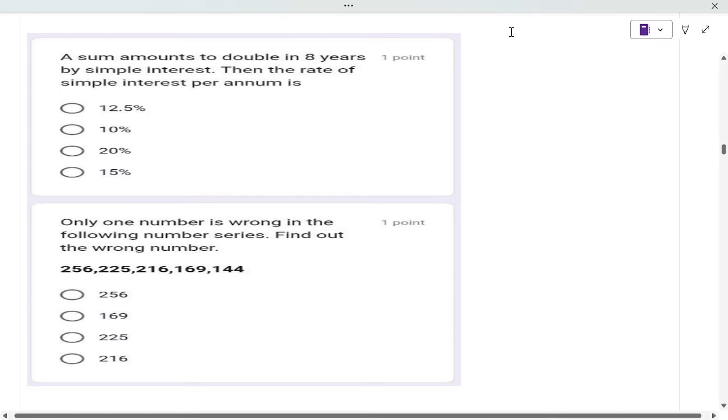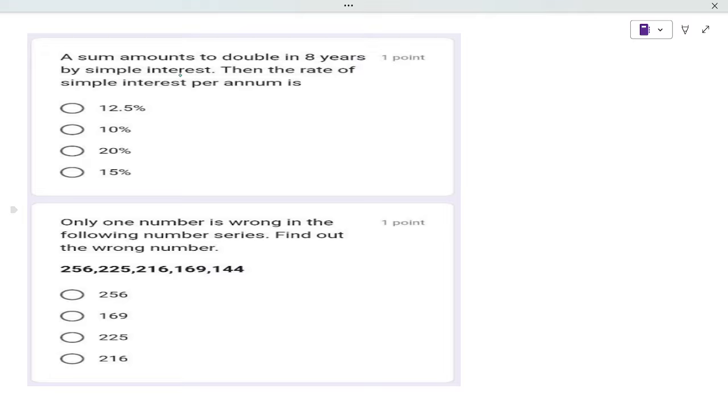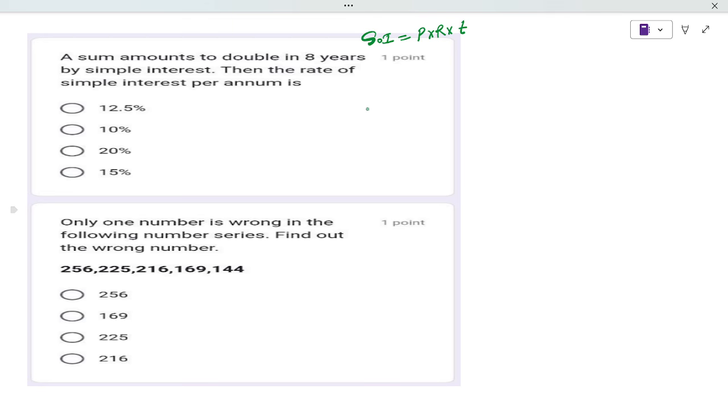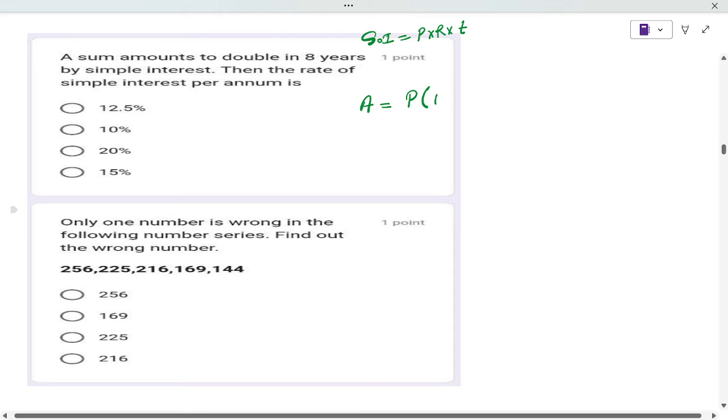Next one, a sum amounts to double. Alright, this is from simple interest. A sum amounts to double in 8 years. So we need the rate of the simple interest. The formula for simple interest is principal into rate into time. And the formula for amount will be amount is equal to principal into 1 plus rate into time.